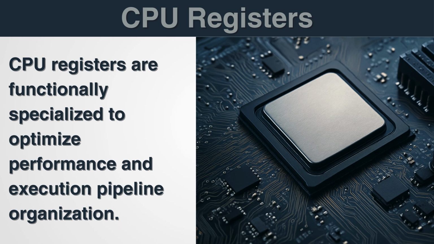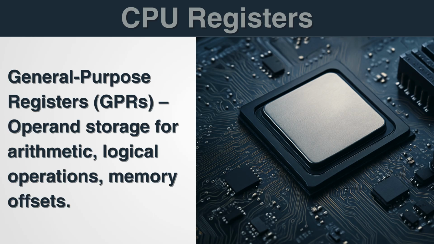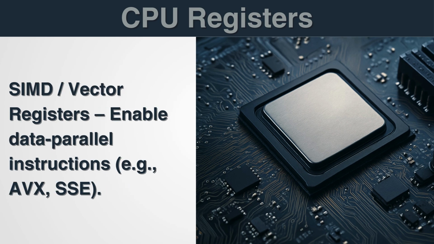The main categories, I'm going to list 4. You have GPRs, general purpose registers, SPRs, special purpose registers, SIMD vector registers, and segment and descriptor registers. So the general purpose registers, the GPRs, that's operand storage for arithmetic, logical operations, and memory offsets. The SPRs, special purpose registers, track control flow, status flags, and stack behavior. The SIMD vector registers enable data parallel instructions like AVX and SSE.